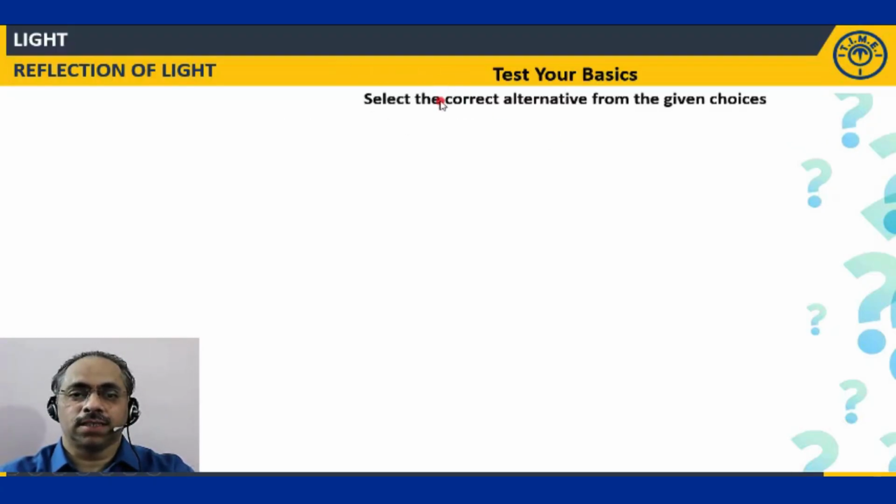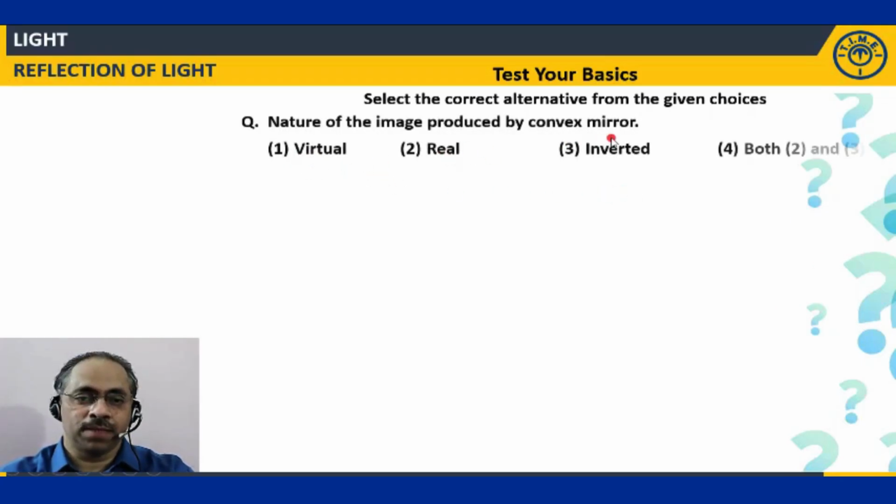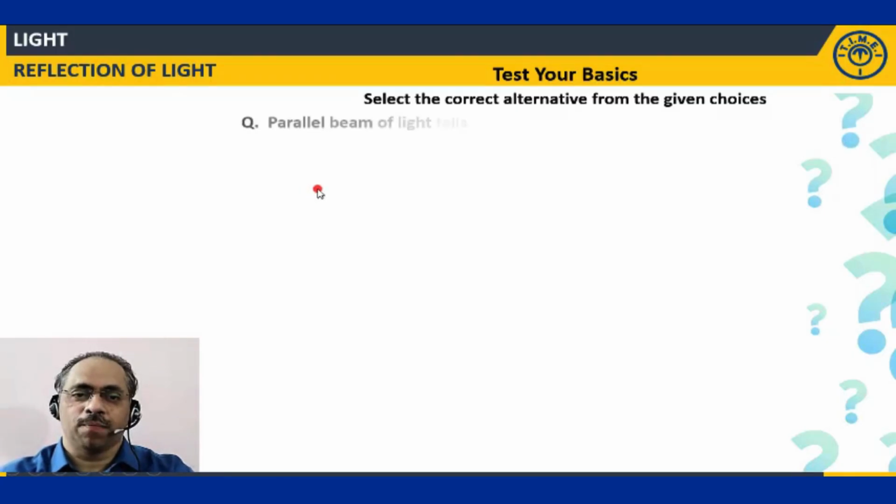Here we have the multiple choice questions. Let us see the first one. Nature of the image produced by a convex mirror: virtual, real, inverted, both 2 and 3. Real, inverted, no question at all, right? So the fourth choice is also ruled out because the mirror is convex. So a convex mirror will always form virtual images. So this is the answer. Simple, isn't it? Let us move on to the next question.